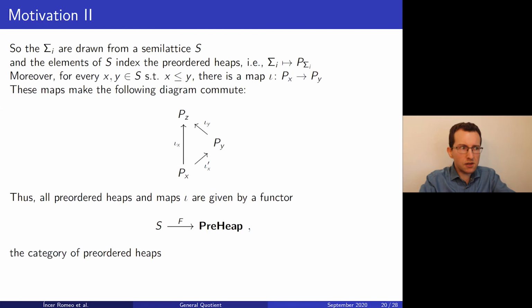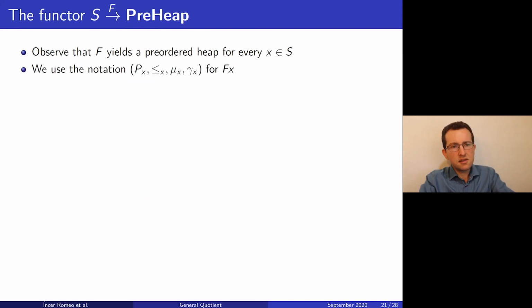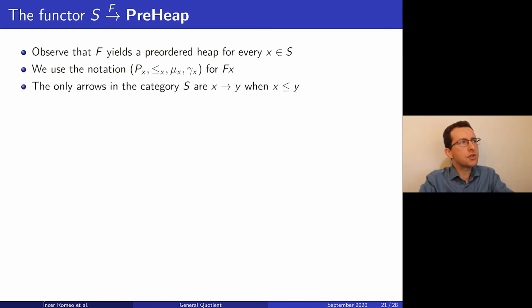These considerations tell us that what we have is a functor from the category of the semi-lattice S to the preorder heap category. The functor f gives us a preorder heap for every x. For convenience of notation, we are going to say px is the preorder heap given by f applied to the element x of the semi-lattice. And we use the same subindices for all the operations defined in the preorder heap.